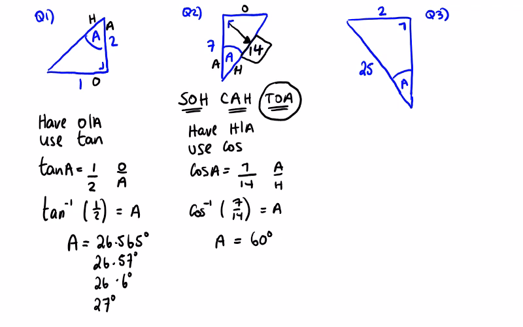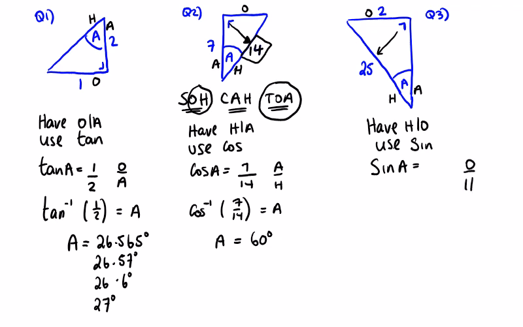So we label this triangle. H and A touch the angle. H and A. So we've got O. What do we have this time? We have H and O, the only one that has it. So we're going to use sine. So the sine of A is equal to, off to the side, O over H, 2 over 25. So the inverse sine of 2 over 25 is equal to A.